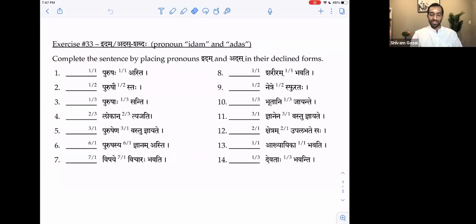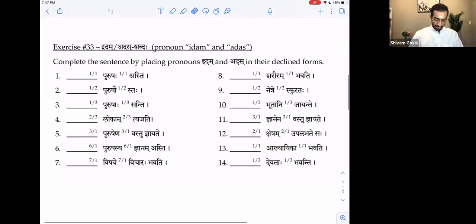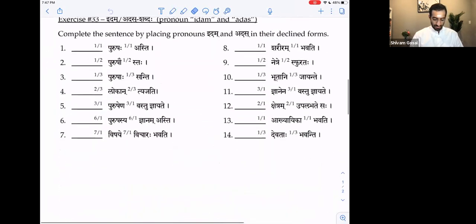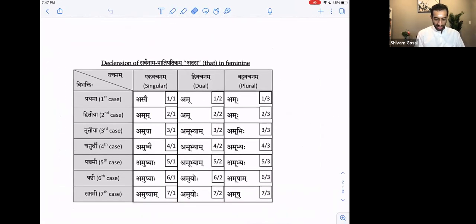Okay, so let's just chant the rest of them one more time. In fact, really, these ones are the most important, right? Because you're going to see this more commonly.